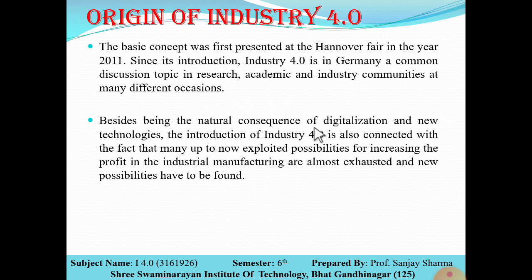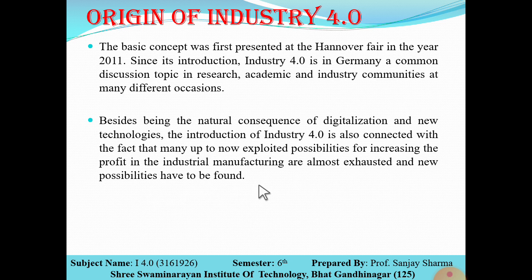Besides being the natural consequence of digitalization and new technologies, the introduction of Industry 4.0 is also connected with the fact that many up to now exploited possibilities for increasing the profit in the industrial manufacturing are almost exhausted, and new possibilities have to be found. What does this statement say?